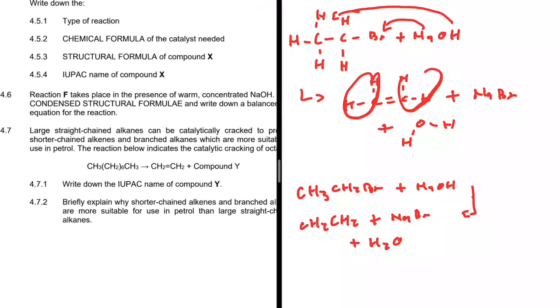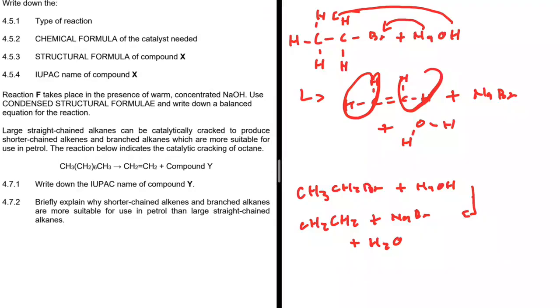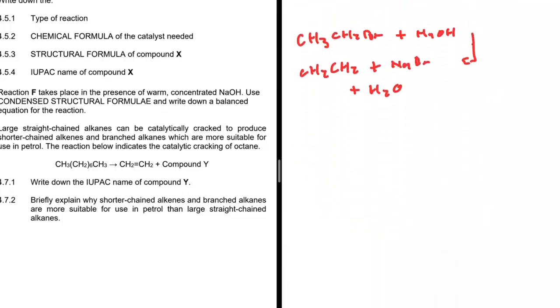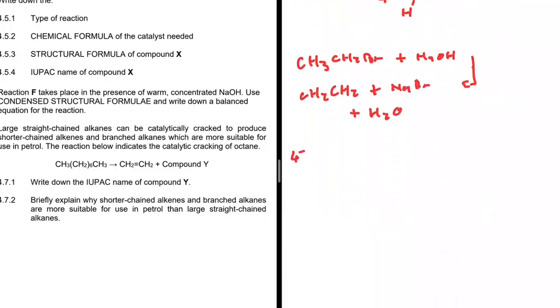Okay, so 4.7, cracking. Let's take a look. We know fully well that this is still part of our syllabus, but it's one of those questions that are not usually in the exam. But let's go ahead and take a look at it. Large straight-chained alkanes can be catalytically cracked to produce shorter-chained alkenes and branched alkanes, which are more suitable for use in petrol.